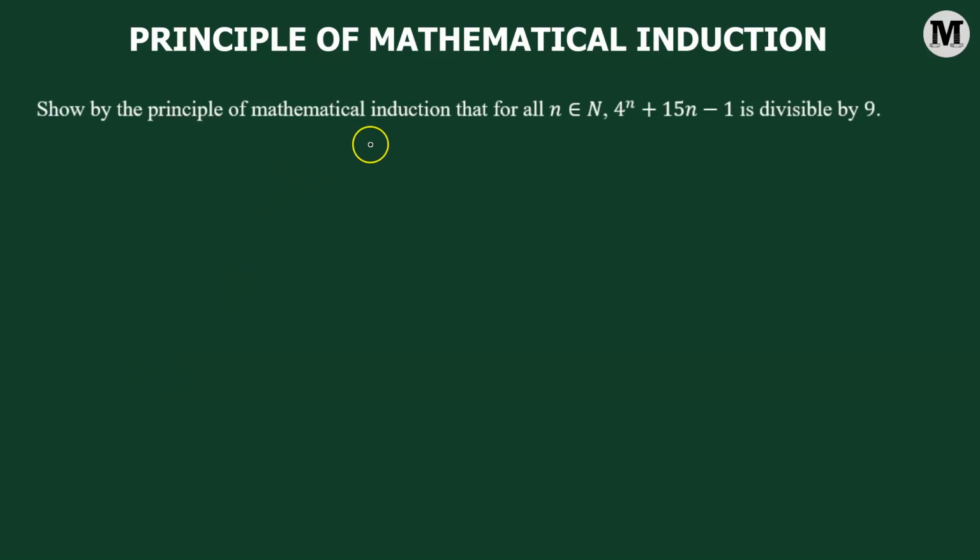Show by the principle of mathematical induction that for all n belonging to the set of natural numbers N, the expression 4 raised to the power of n plus 15n minus 1 is divisible by 9.